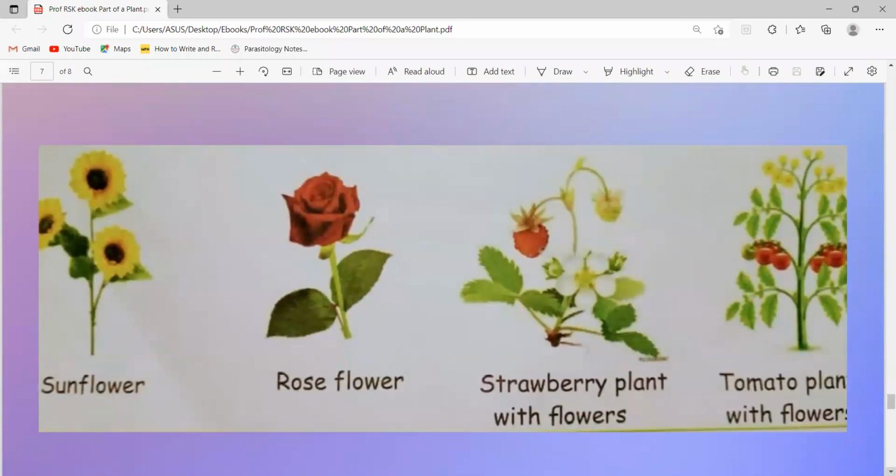And I want you to tell me which of the flowers you really like. Most of you will prefer rose. Others will prefer sunflower, strawberry and its flower. Okay, me too, I want tomato flower.